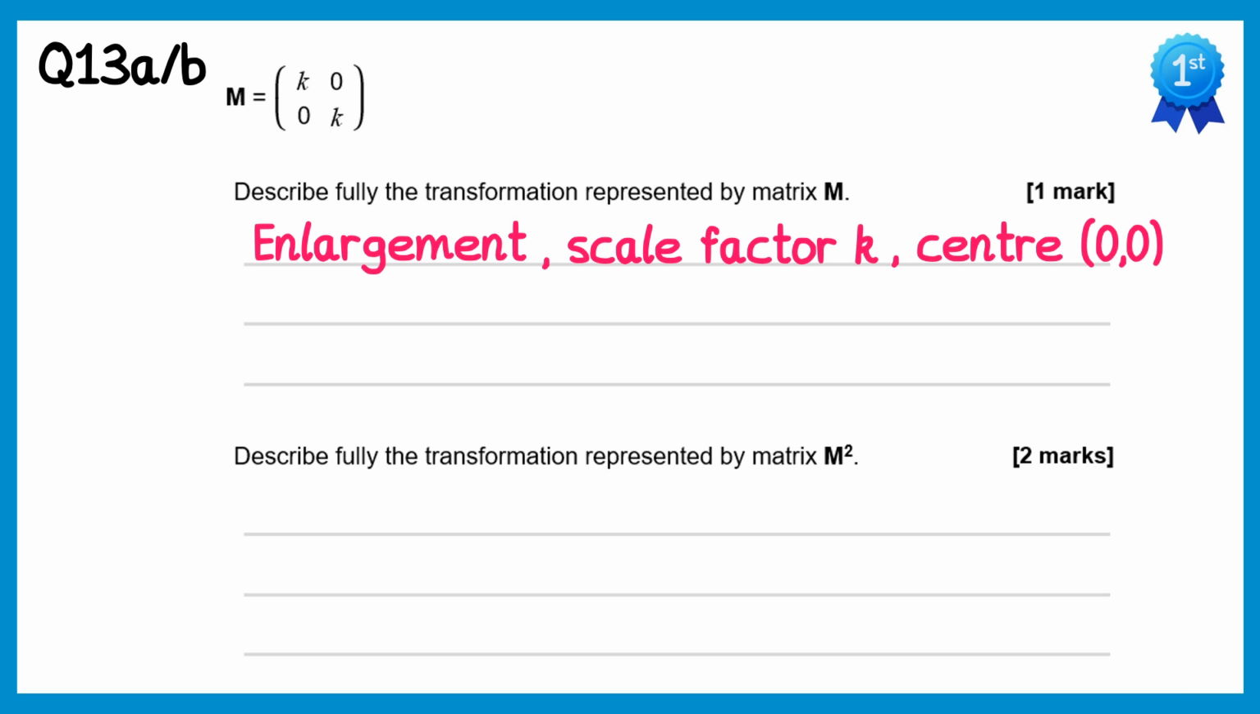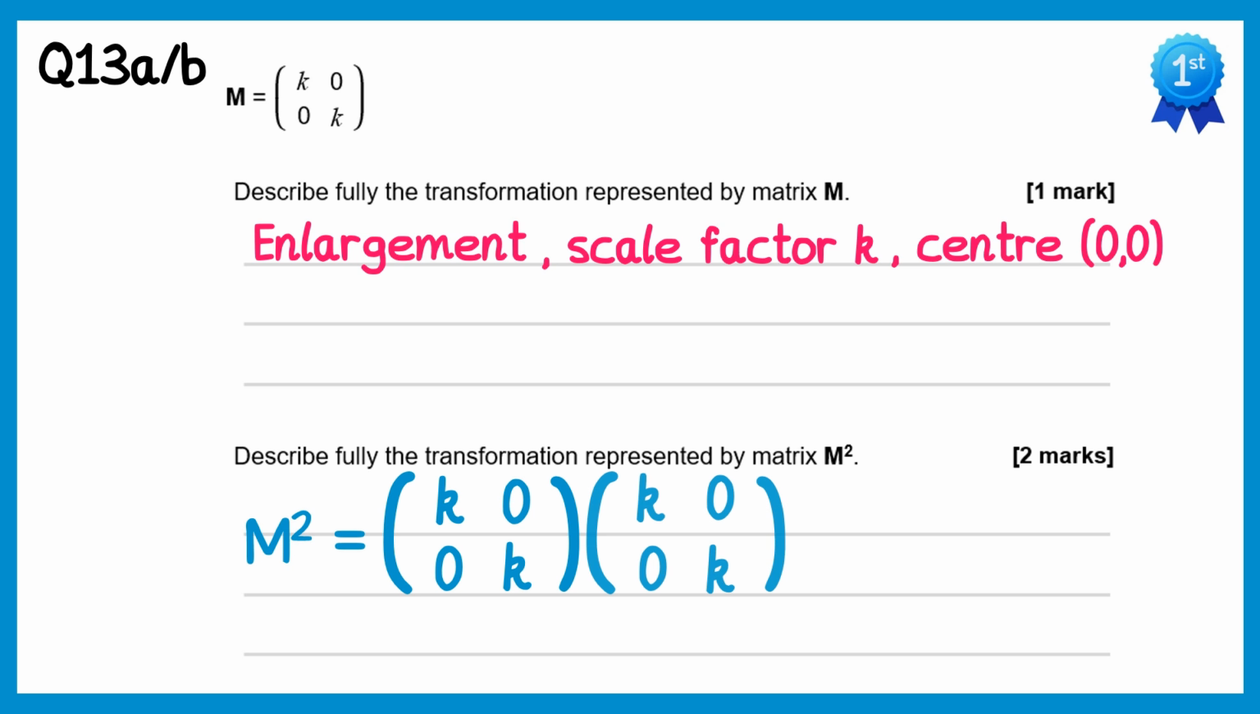Now for the second part of the question, we need to describe the transformation for matrix M squared. So let's work out M squared first. That would just be the matrix M times by itself. So we'll end up with another 2 by 2 matrix. We need to do k0 with k0. So k times k is k squared, 0 times 0 is 0, so it's k squared plus 0, which is k squared.